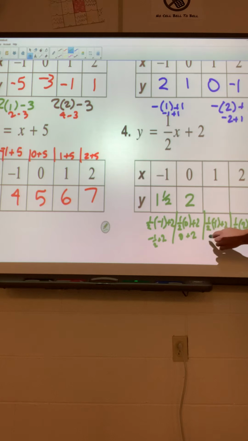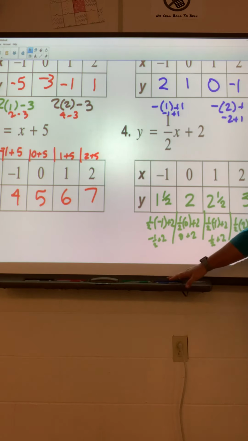A half times 1 is just a half. 2 plus a half is 2.5. A half times the 2 gives me 1. 1 plus 2 is 3. Are you guys understanding how we filled those out?